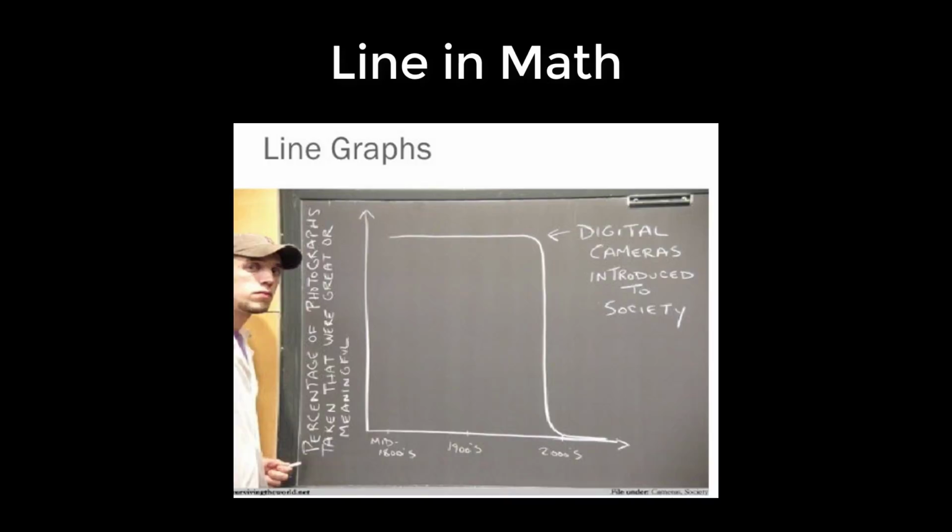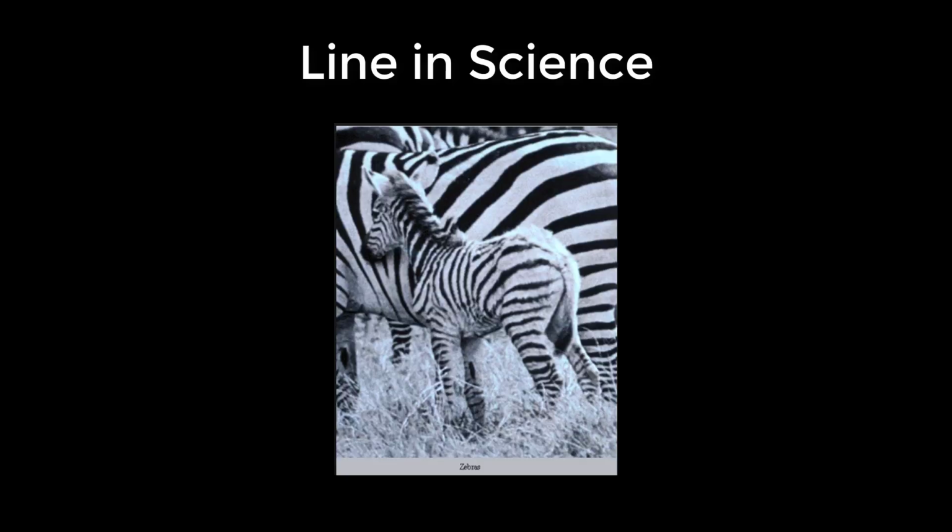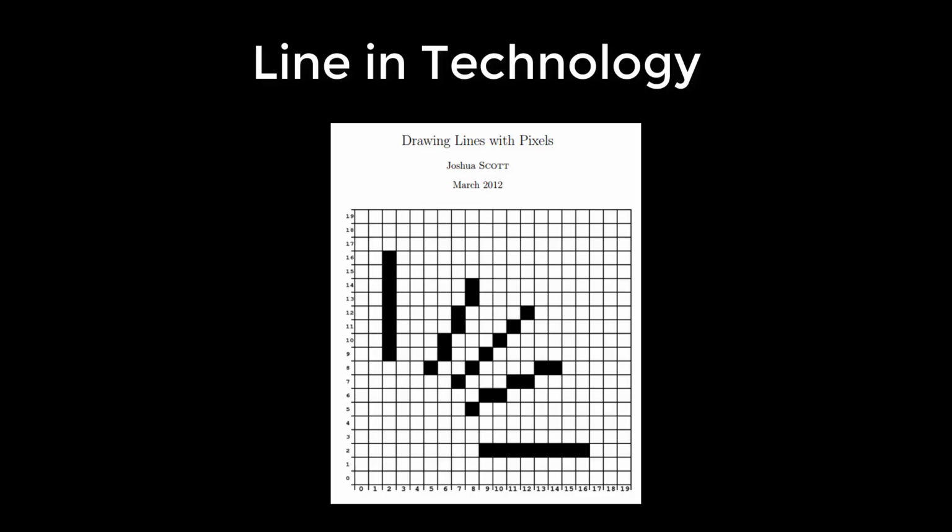Line in math can be found in many graphs. On a zebra, we can notice lines that would be found in the study of biology. Lines on computer screens are illustrated by pixels on a grid.